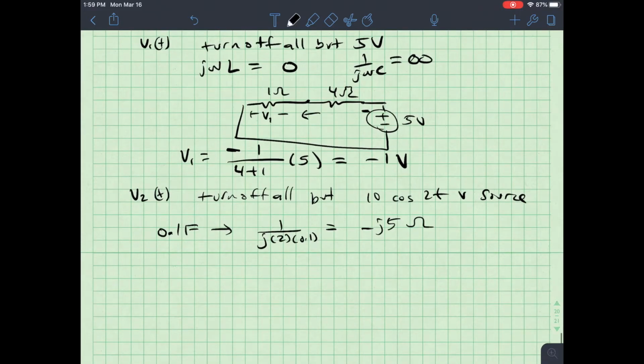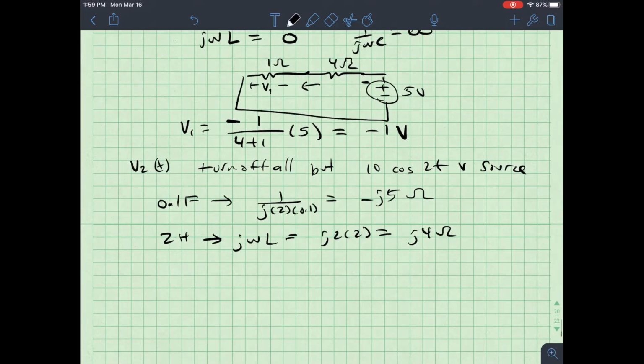2 Henry transforms j omega L, transforms to j2 times 2, which is equal to j4 ohms. And 10 cosine of 2t is going to transform to 10 angle 0 degrees volts. I'm going to remind you here, it's really important, that because I have done it this way, this phasor form of that voltage no longer preserves the frequency information, which is why I can't just add my phasor results together. I have to add the time domain results together.